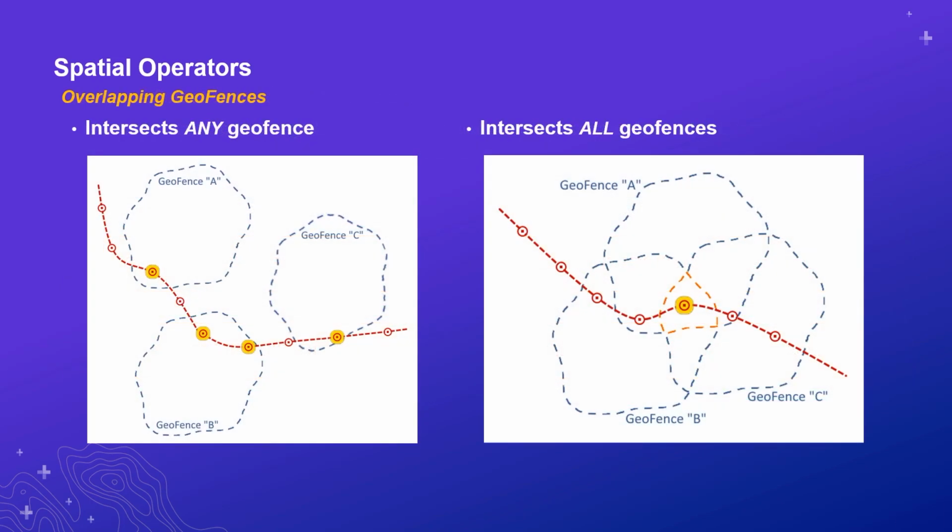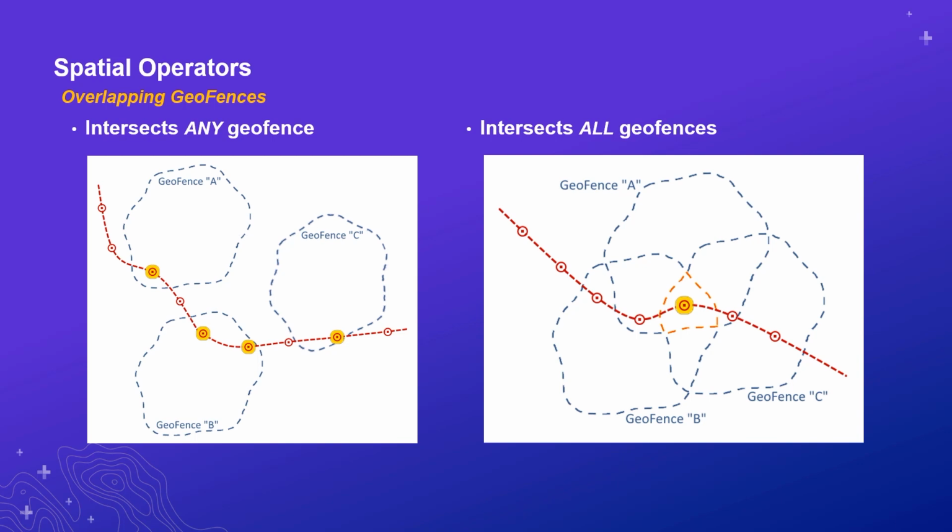The examples on the previous slide bring up an important point about geofences. Sometimes geofences overlap, and sometimes they are separated by some distance or share a common boundary. This can influence which qualifier you apply to a spatial relationship.